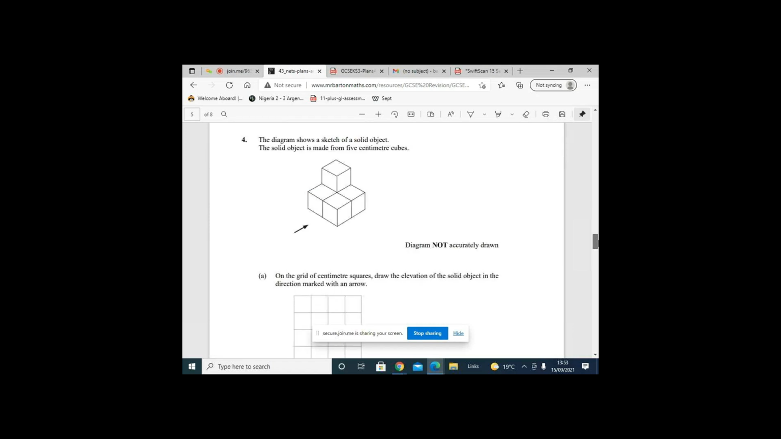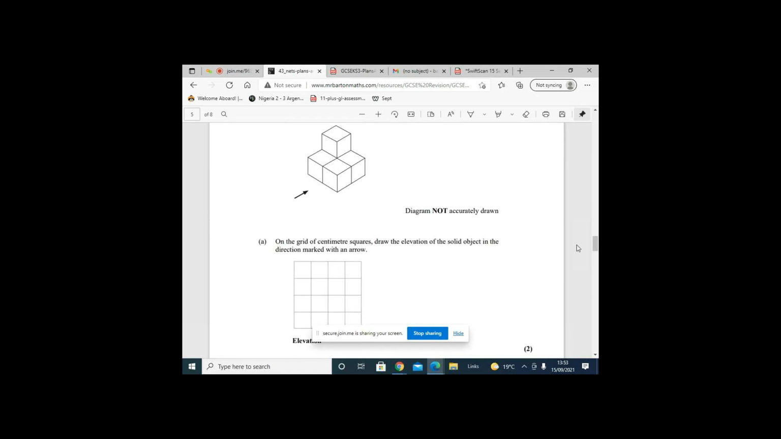Are they going to put arrows on all the images they are asking you to draw from? In some scenarios they put arrows there to show the front. But if they didn't put an arrow, the question they might ask is that you should draw the plane.